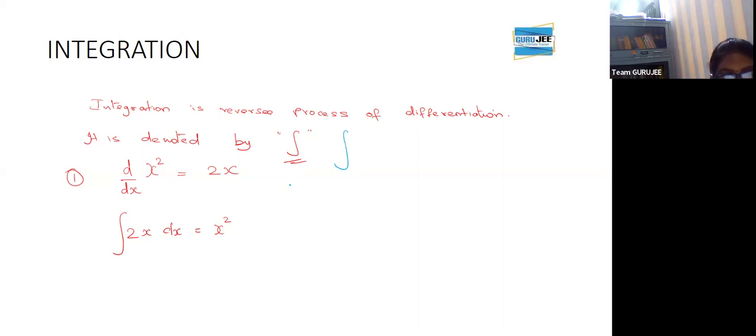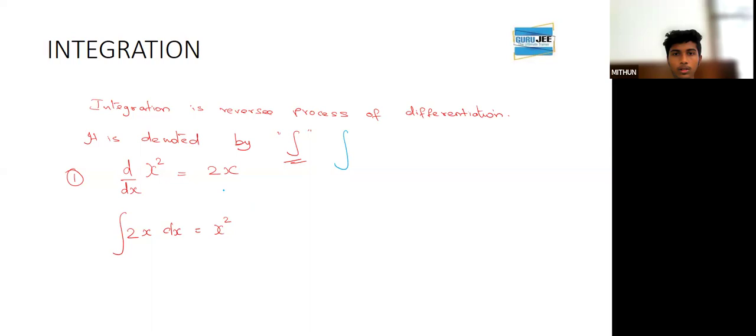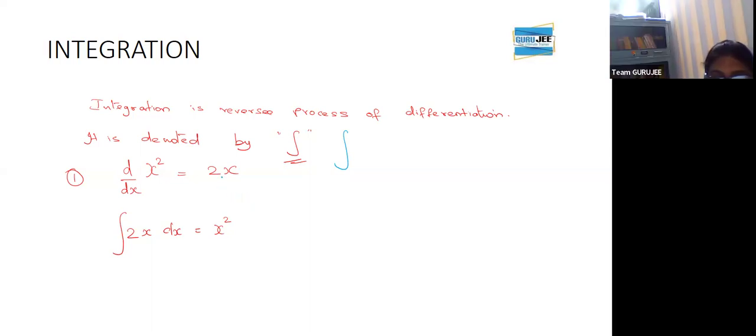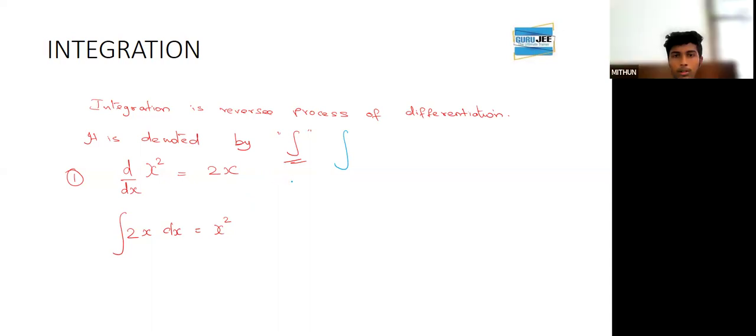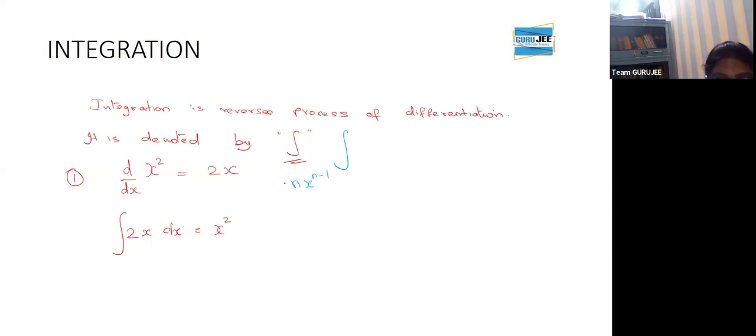Mithun, can you say what is the differentiation of x squared? Yes, ma'am. The answer is 2x. Okay. Can you tell me the formula to find differentiation of x to the power n? n x to the power n minus 1. d by dx of x to the power n.